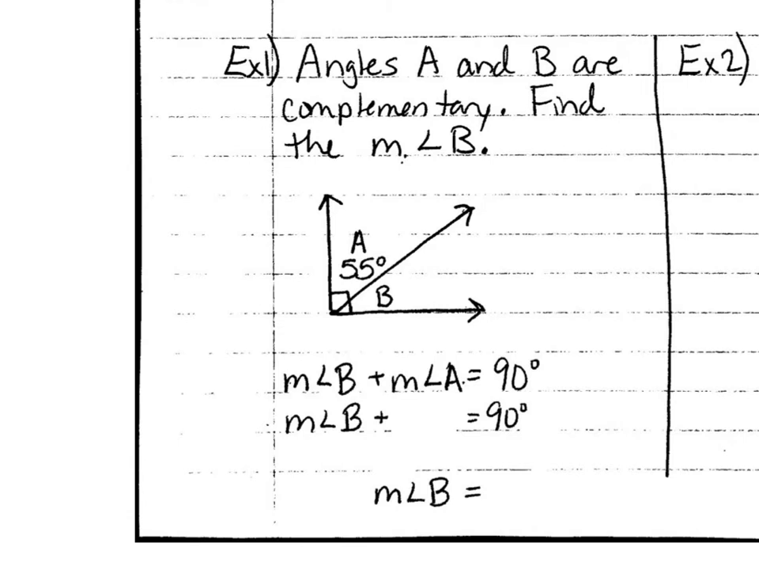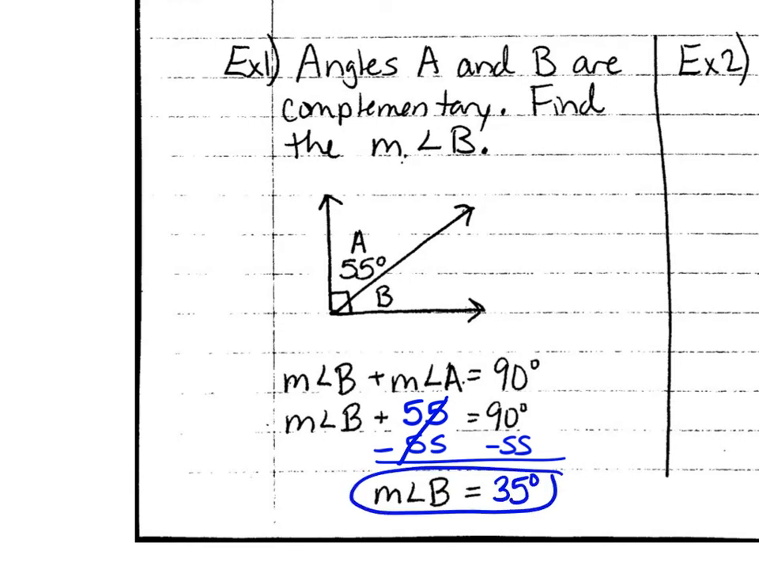Example 1, angles A and B are complementary. We see in the diagram they add up to 90 degrees because we have the little right angle symbol. Find the measure of angle B. So since they're complementary, we can say that the measures of angle B and A equal 90 degrees. And we know that the measure of angle A is 55 degrees. So we'll just solve this. I'm going to subtract 55 from both sides of this equation. It'll cancel on the left side, and we just have the measure of angle B. And on the right side, 90 minus 55 is 35. So the measure of angle B is 35 degrees.